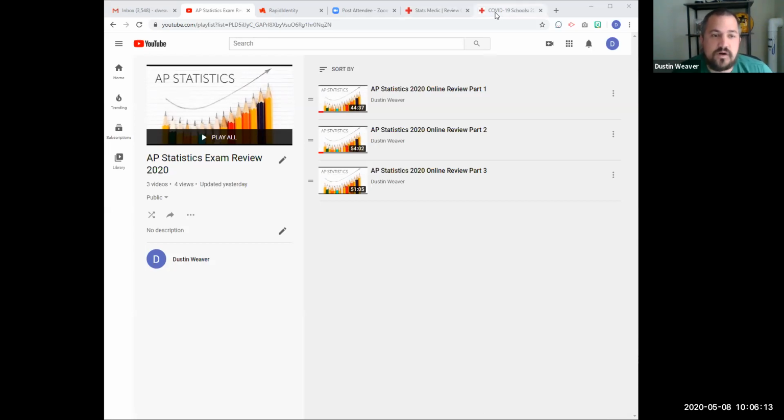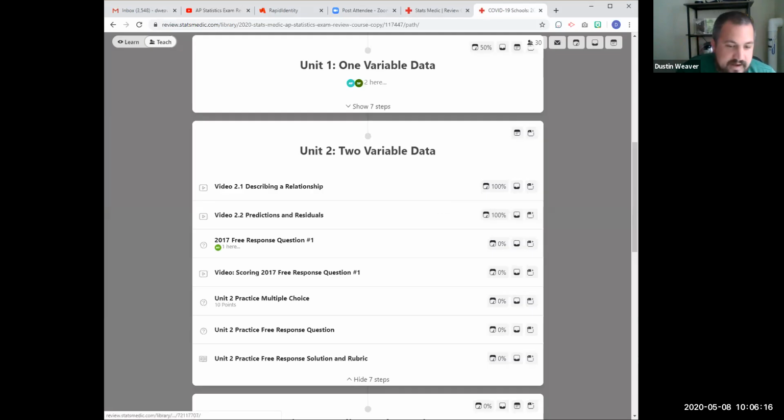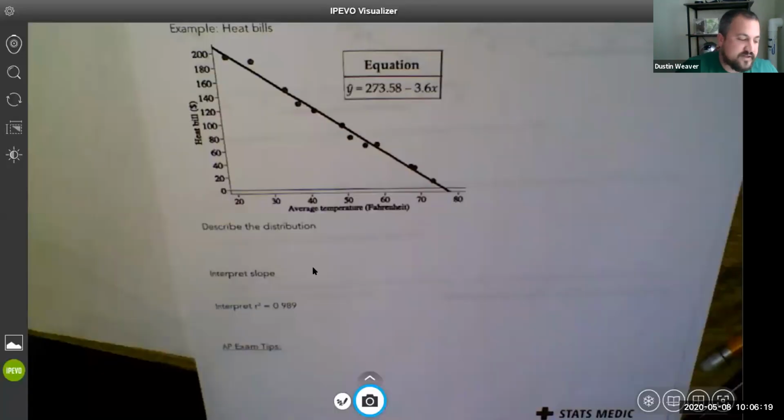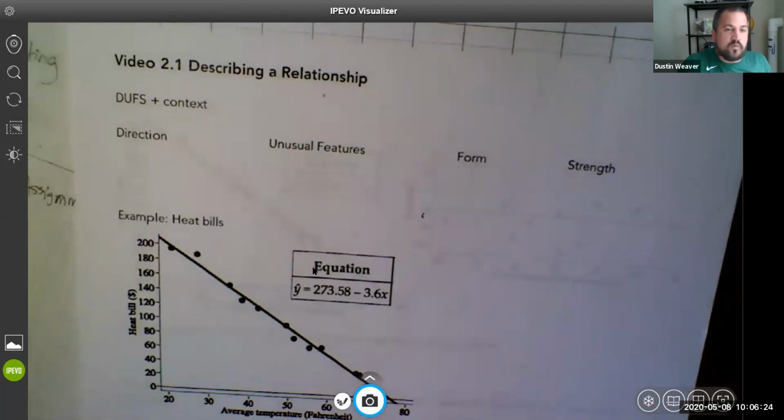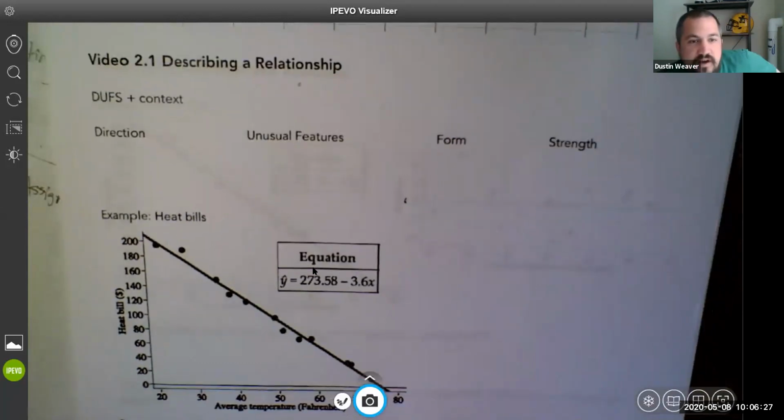So we're going to start with Unit 2, and I'm going to go through real quick and show you my screen. In video 2.1, section 2.1, the first part of Unit 2, we call describing a relationship. Very similar to what they call describing the distribution, right? Describing a relationship is basically looking at the direction, form, and strength on a scatter plot. Those are the three very important things on a scatter plot: the direction, the form, and the strength.